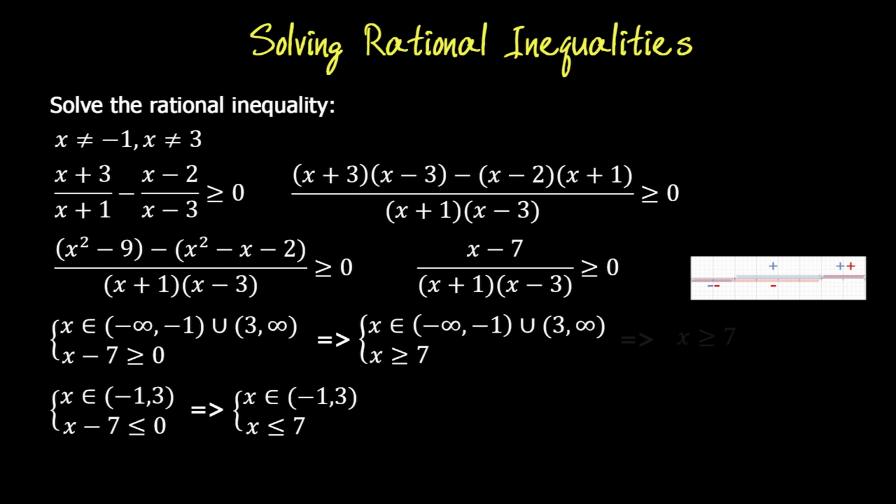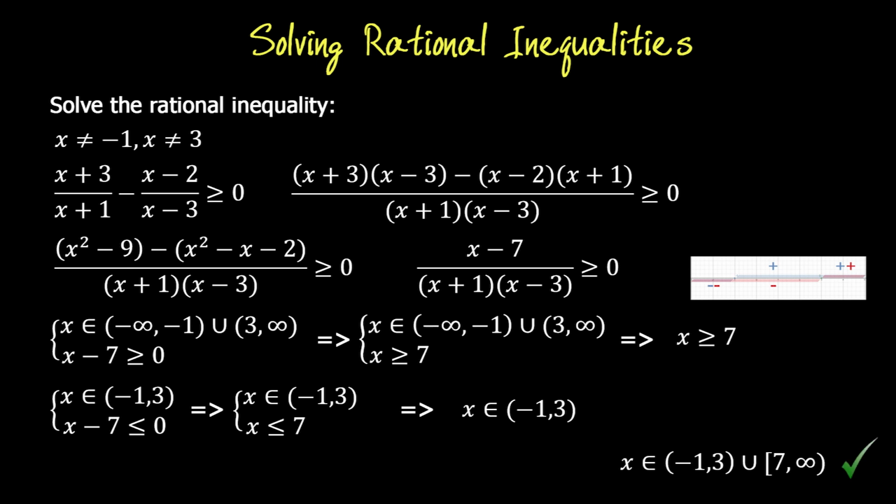The first system gives you x is greater than or equal to 7, the second system gives you x is between -1 and 3. Now combine them and this is the solution. Here you used an algebraic strategy, very similar to the strategy you use to solve rational equations.